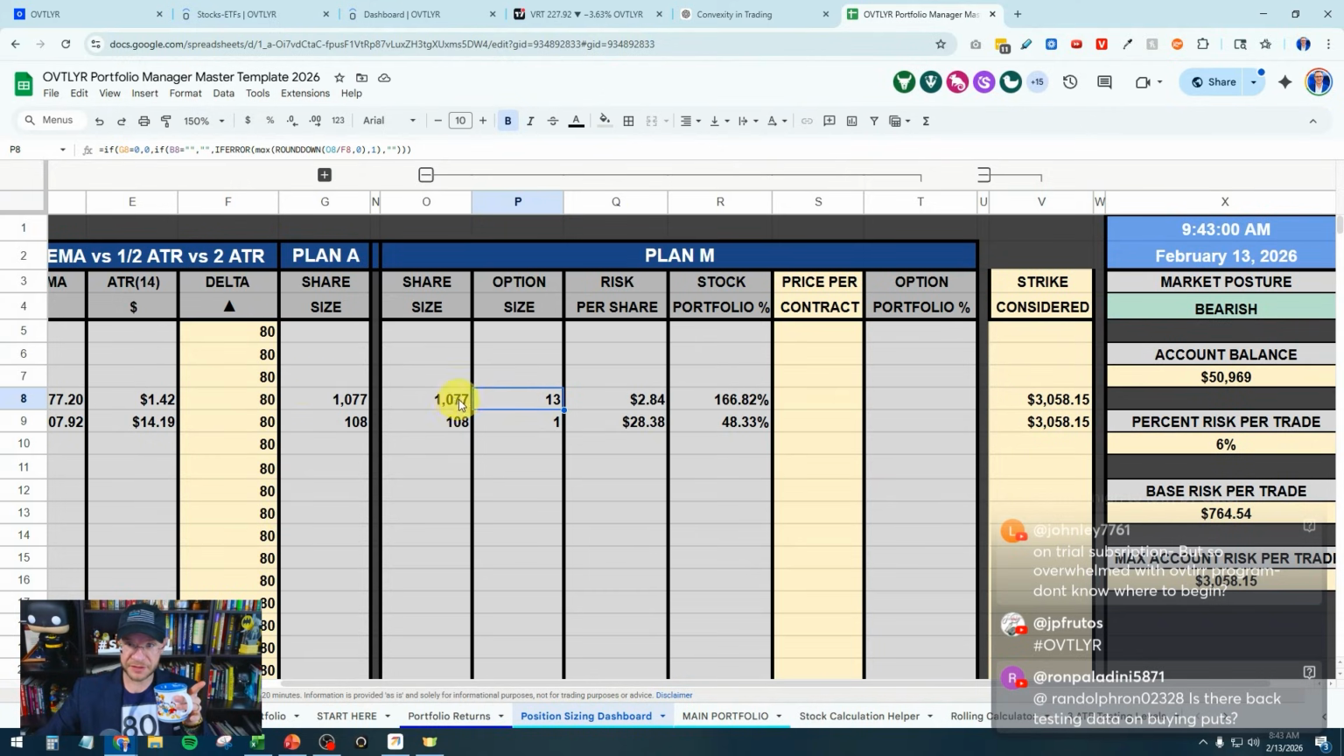This is 13. I'm sorry, let me rephrase that. This divided by 80. So if we're using the 80 delta, 1,077 divided by 80 gets you 13 options. 108 divided by 80 gets you 1 contract. So I'm taking $28 of risk versus $2.80 of risk.